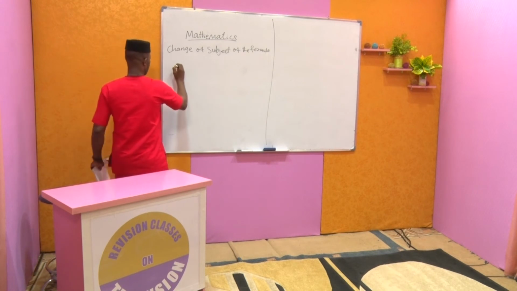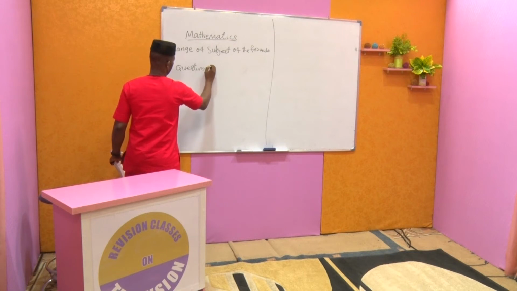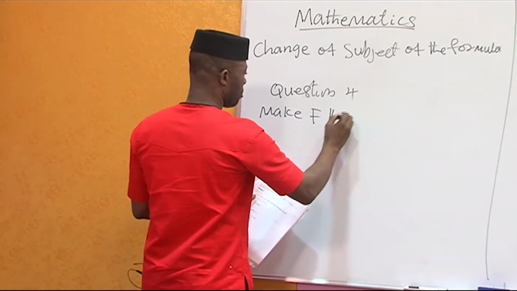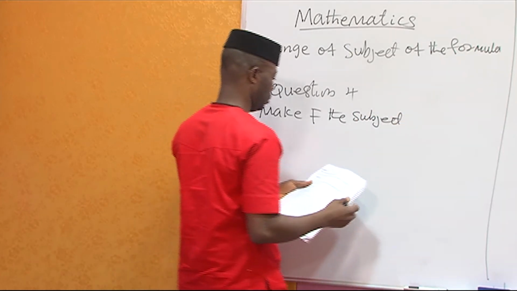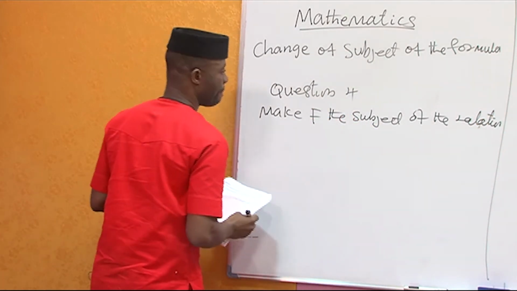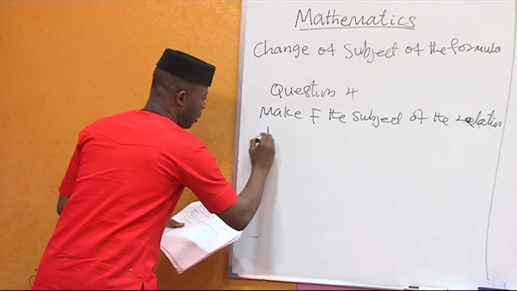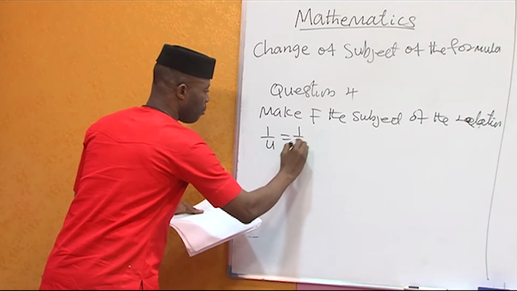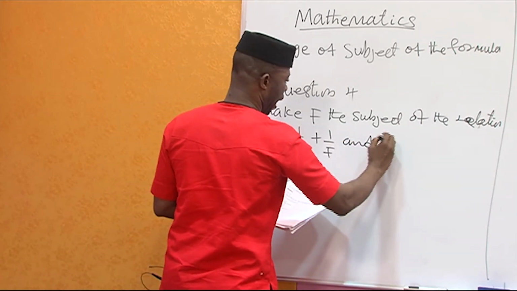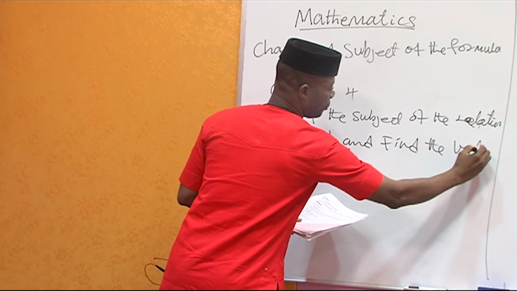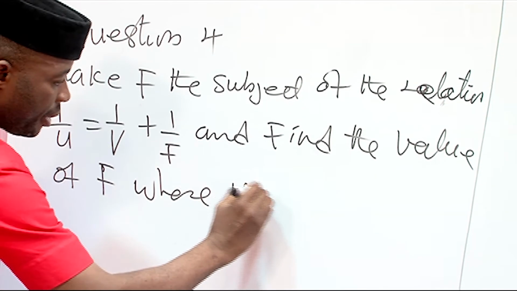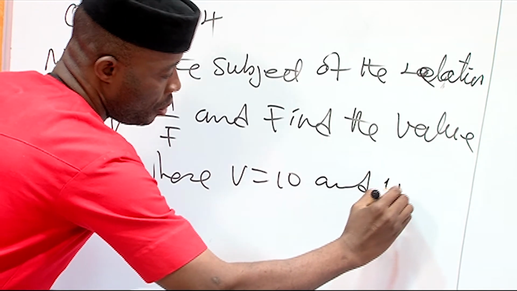Question 4. Make F the subject of the relation 1 over u equals to 1 over v plus 1 over f, and find the value of f where v is equals to 10 and u equals to 5.